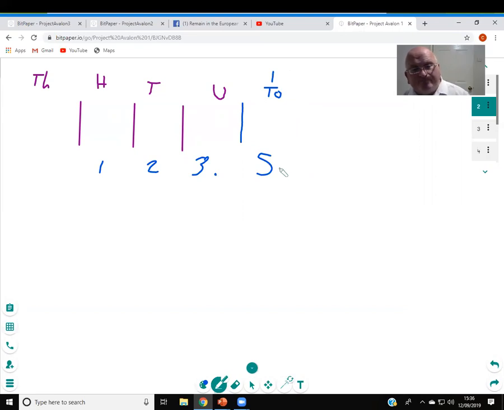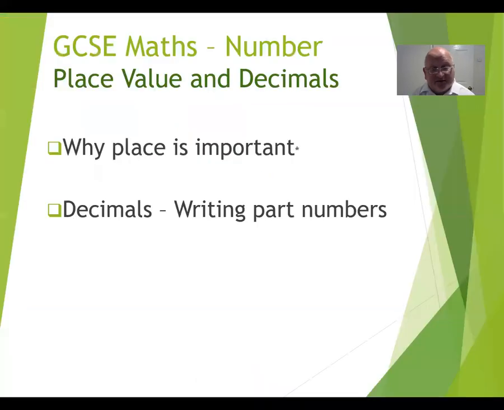So that 5 means 5/10, and again, when you get onto fractions, you'll realise that's the same as half. So 123.5 is the same as 123 and a half, because the point determines the fact that all those digits to the right are actually representing values which are parts of numbers. Okay, so let's just pop back to my slide.